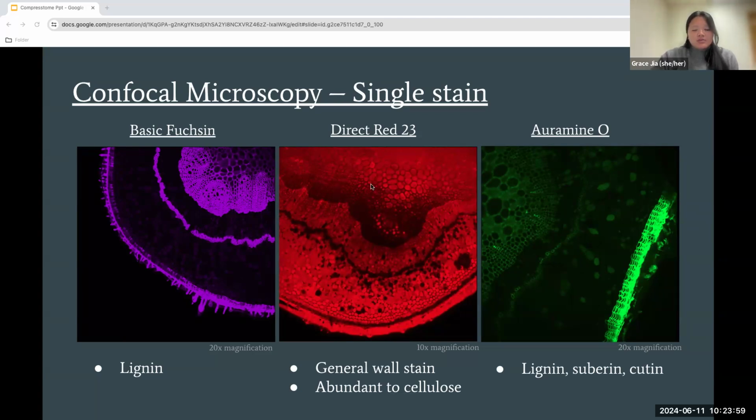Within this direct red image, it looks pretty overstained, and it is staining pretty much the entire cross-section. And in the auramine O image, you can see the epidermis, and it is definitely staining the suberin as well as lignified phloem fibers. So one thing that we will need to continue to develop over time is trying to figure out what accurate stain concentrations will produce the best images for us moving forward.